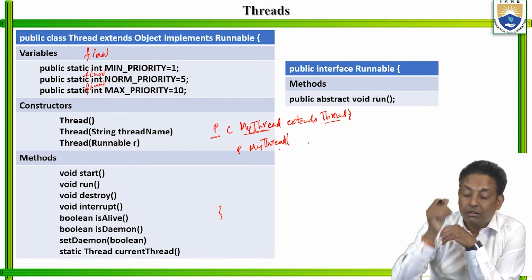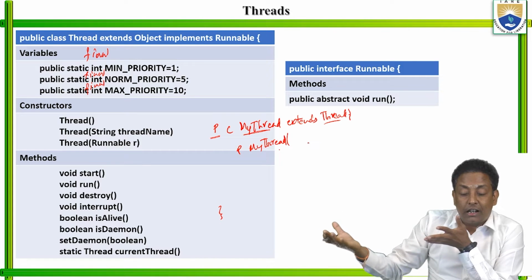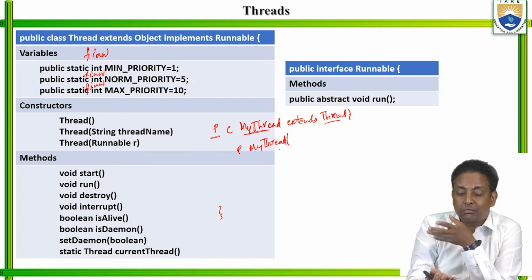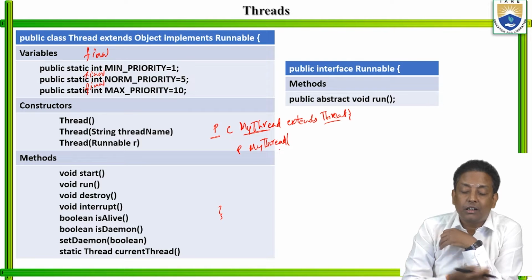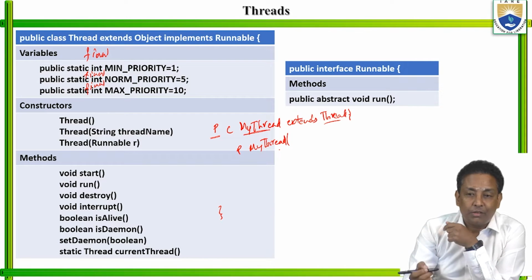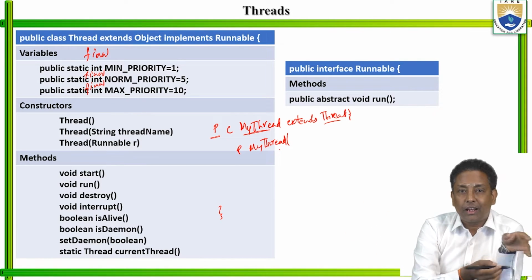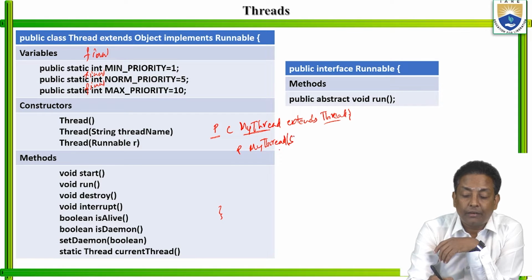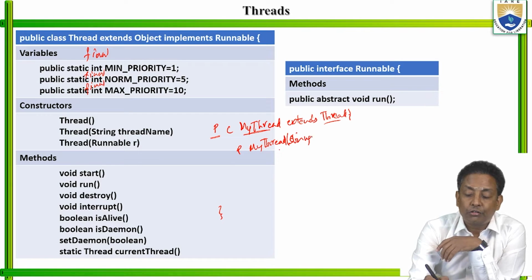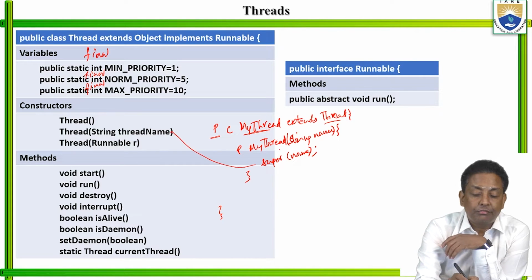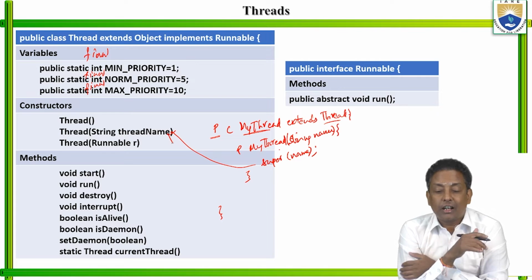Then what I'll do? I'll ask my clients who are creating my thread class object to provide me whatever name they give. I'll assign that name to the thread. So you take a string name, and you pass that name into the second constructor of the thread class. So internally that name will be assigned.